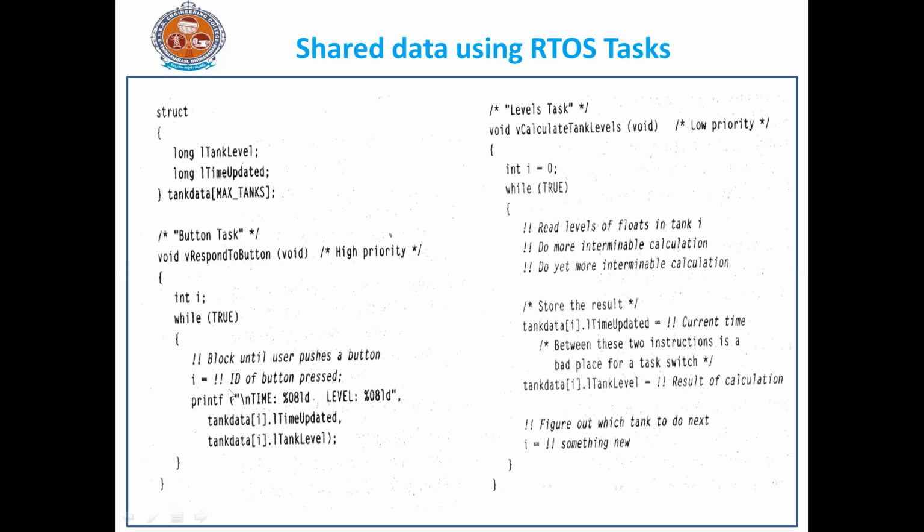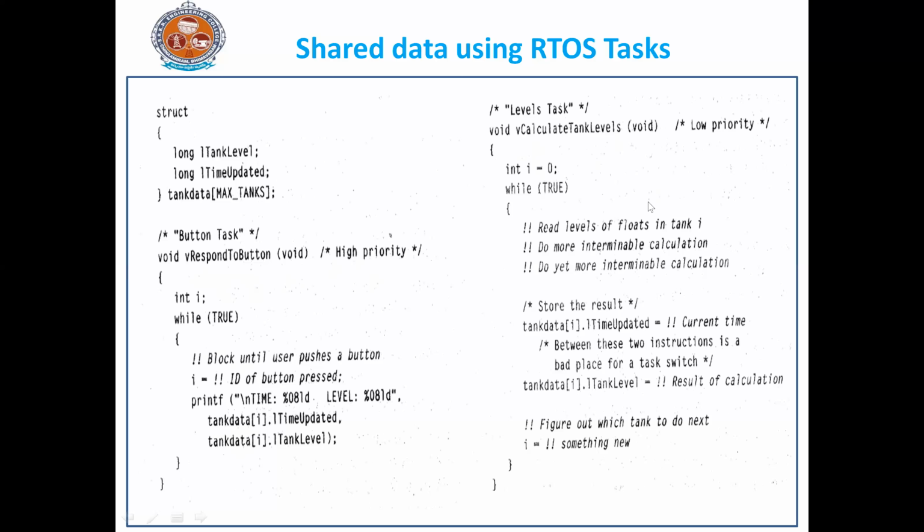So here we are just printing the time and tank level that we have read. With printf, we are printing tank data I of time updated and tank data I of tank level. These two, the time and the level, are printed. So the tank data is the variable that is shared by both tasks, the respond to button task and the calculate tank level task.